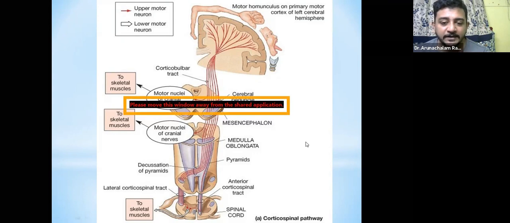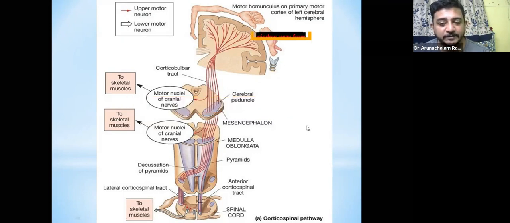The corticospinal tract is otherwise very commonly called the pyramidal tract because it arises from the pyramidal cells of the cerebral cortex. The cerebral cortex has a granular layer, molecular layer, and pyramidal layer. In the internal and external pyramidal layers, you have some cells called Betz cells, or otherwise pyramidal cells or giant cells, because they are the largest cells of the cerebral cortex. These cells give rise to these tracts.